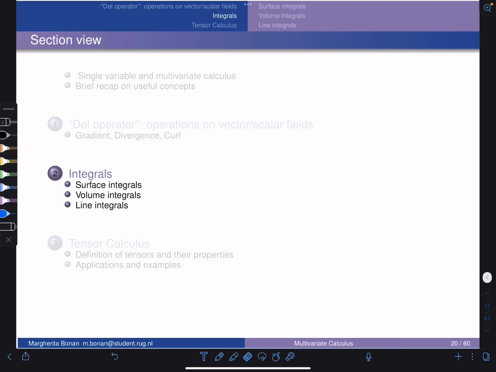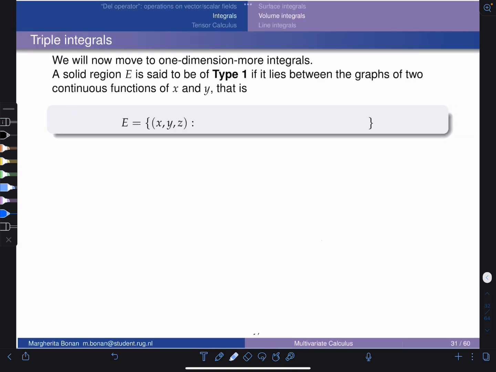Welcome back to the third video of the series about multivariate calculus. Today we are going to compute volume integrals. Last lesson we analyzed double integrals. Now we add one more dimension.